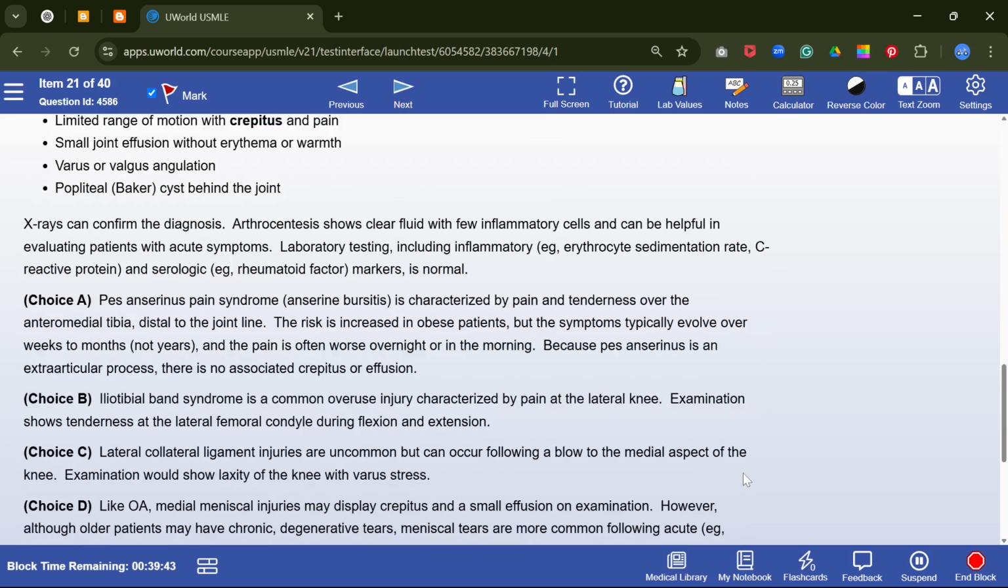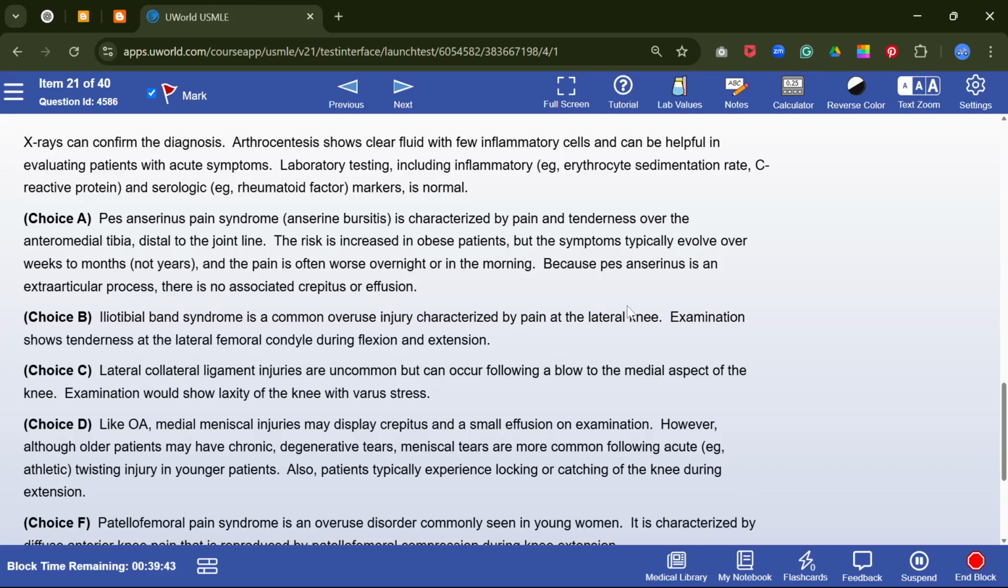And it is not pes anserine pain syndrome. It is characterized by pain and tenderness over the anteromedial tibia distal to the joint line. The risk is increased in obese patients, but the symptoms typically evolve over weeks to months, not years, and the pain is often worse overnight and in the morning. Because pes anserine is an extra-articular process, there is no associated crepitus or effusion.